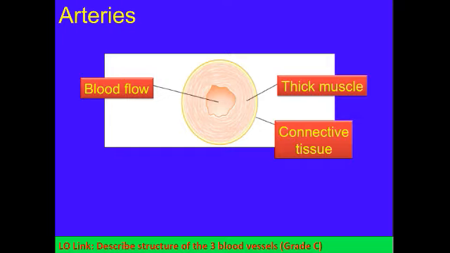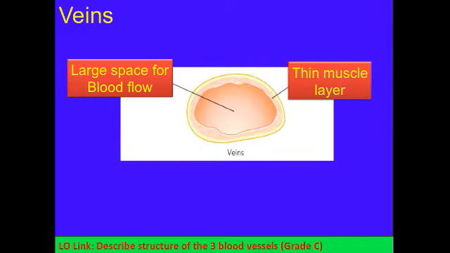Now the blood flow is occurring in the centre here, and you can see that's quite a small opening when you look at the wider blood vessel. We've got this thick muscle inside and this connective tissue on the outside. The next one is a vein. You can see that the space inside the vein is much larger because the muscle layer around the outside is much thinner.